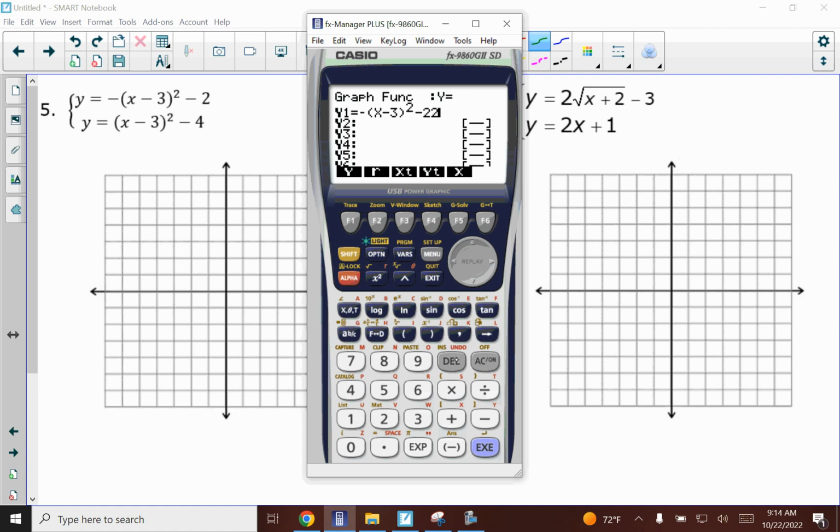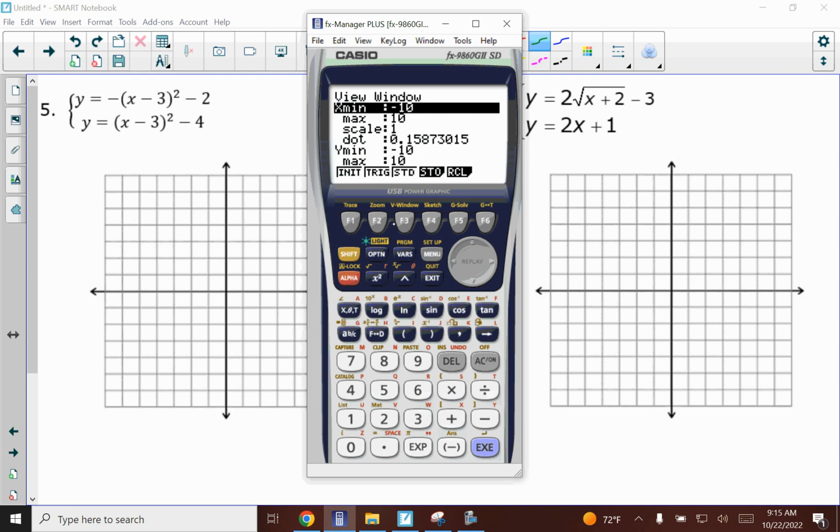I got a little delay here on my computer, so bear with me. And the second one is going to say x minus 3. I don't want a fraction. x minus 3 quantity squared. And then minus 4. Now, just to save time for this review, you can graph this yourself using Desmos. I just want to show you how to come up with the answers on the graphing calculator in case you choose to use that instead.